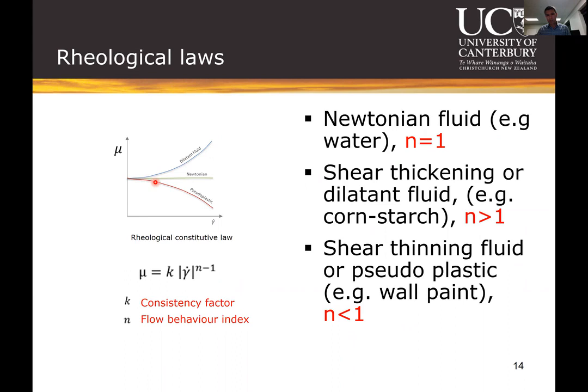So the simplest rheological law that can be used to describe such behavior is the power law, which you see here. And this power law has two parameters, which are K, the consistency factor, and N, the flow behavior index. And unless you use a rheometer, you wouldn't know these a priori. So what we'd like to do is find a way to identify those parameters.